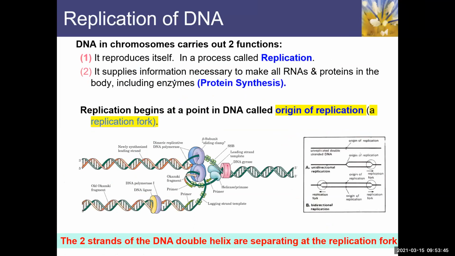So we discussed last time that DNA in the chromosome has two functions. Our DNA has two functions. One, it causes replication, right? It produces the same copy like itself.